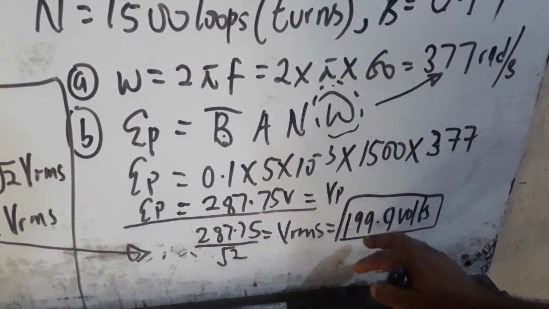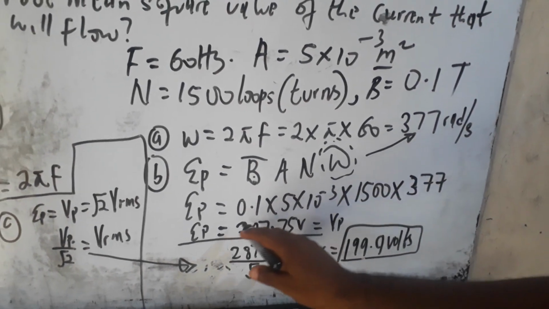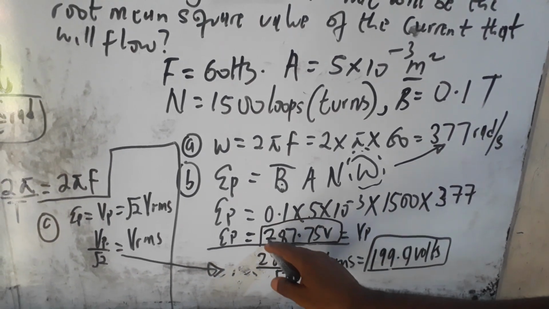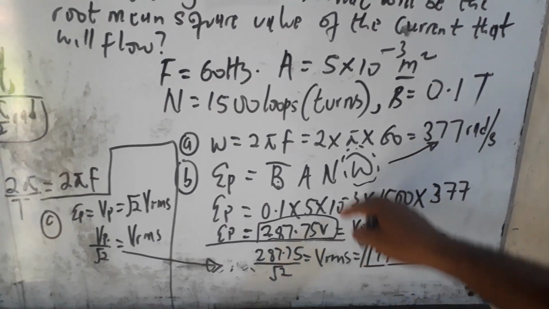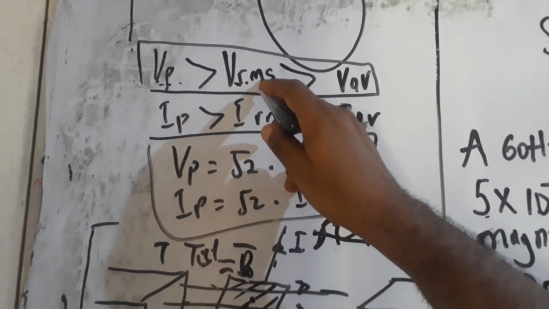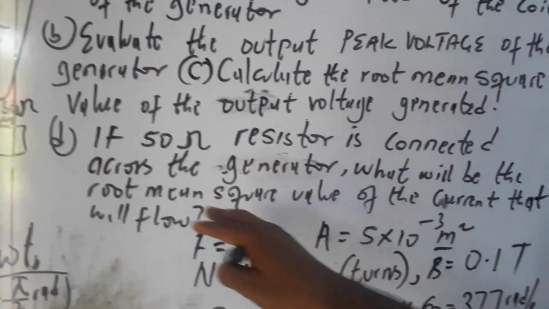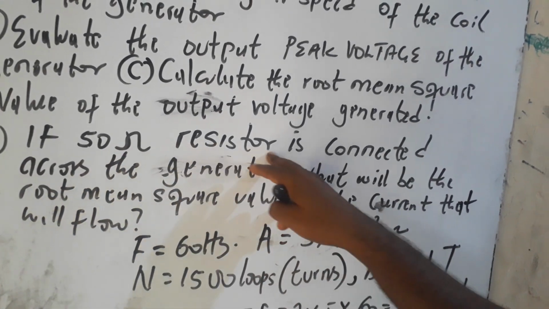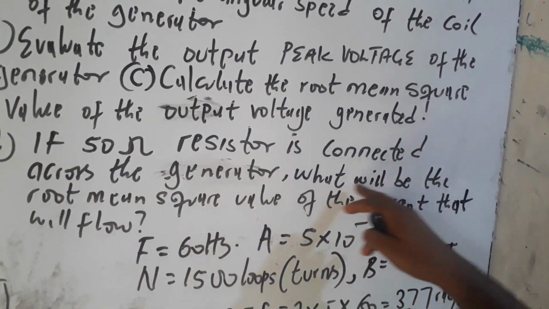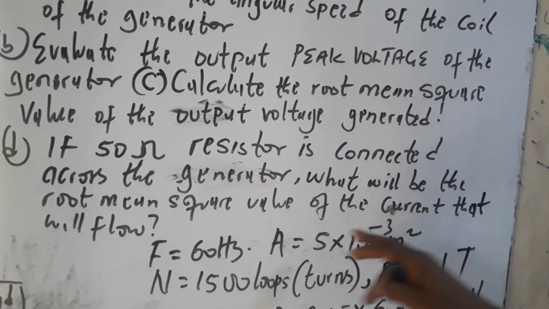If you look at the answer I got for this root mean square value and the answer that I got for the peak value, you can see that the peak value is greater than the root mean square value, which confirms what I wrote here. I said the peak value of the voltage must be greater than the root mean square value, and the root mean square value must be greater than the average value of the voltage. So the next question says that if a 50 ohms resistor is connected across the generator, what will be the root mean square value of the current that will flow?